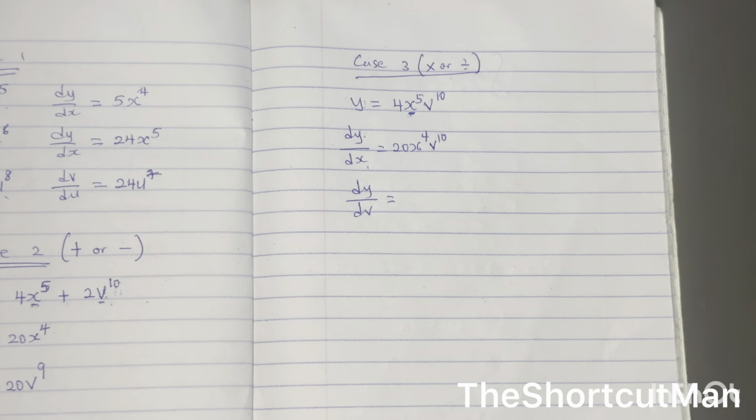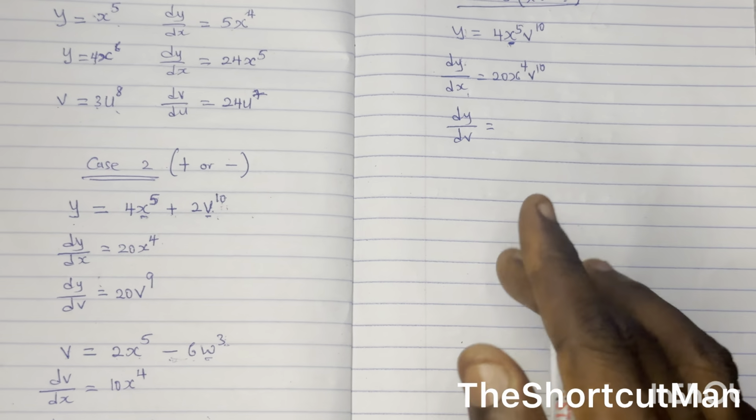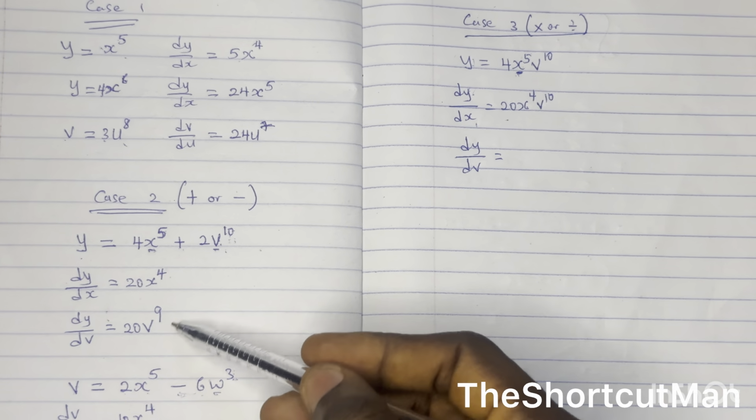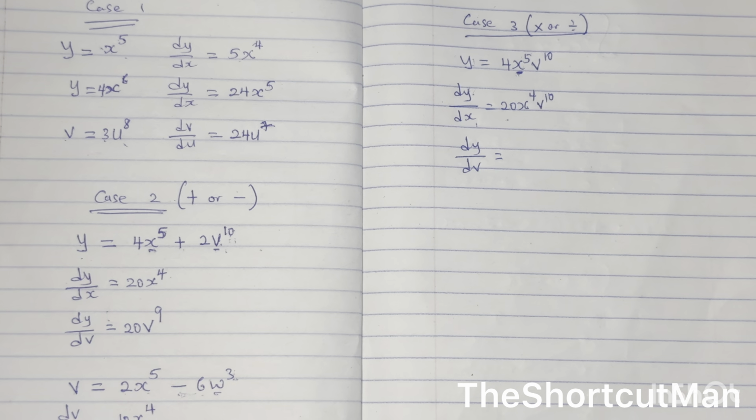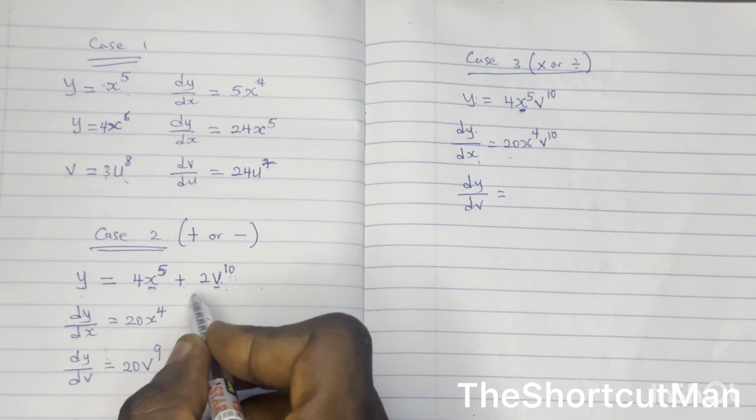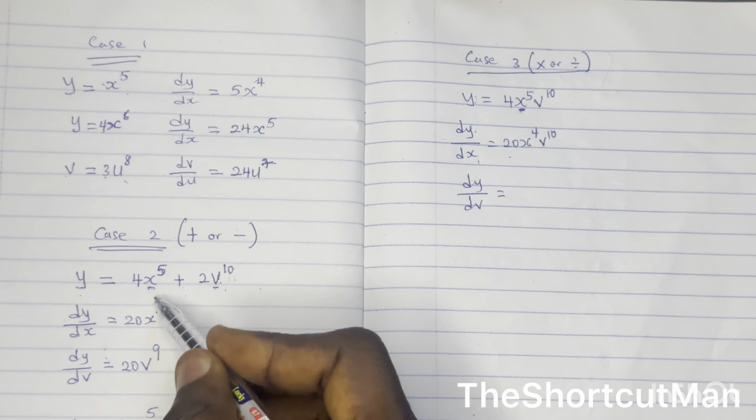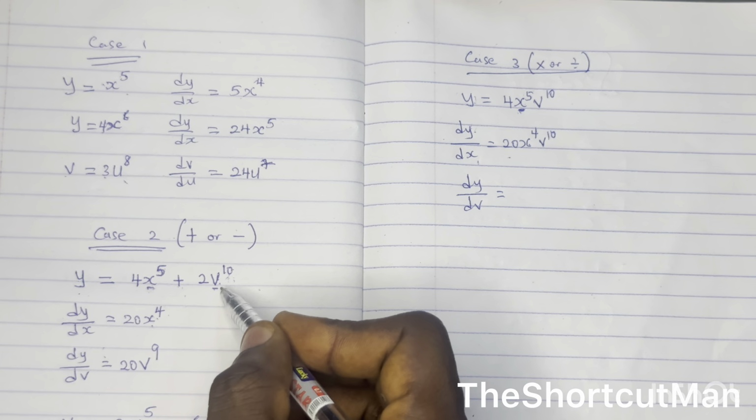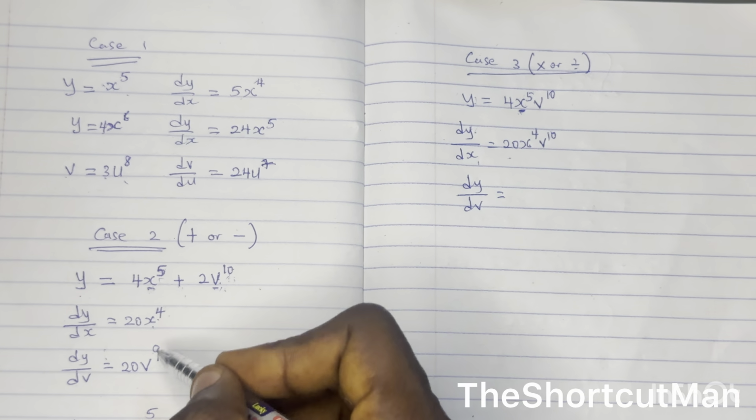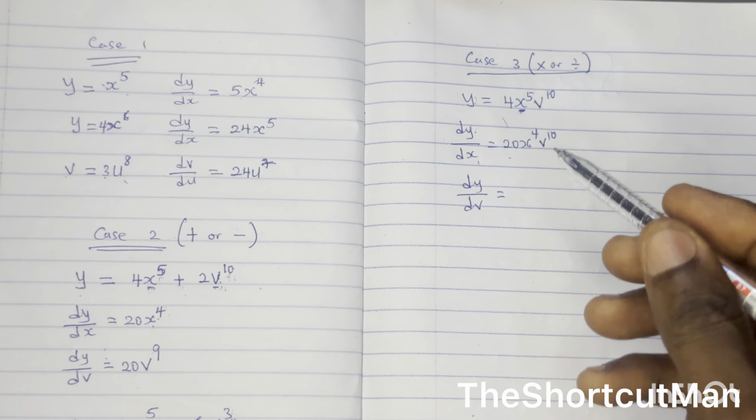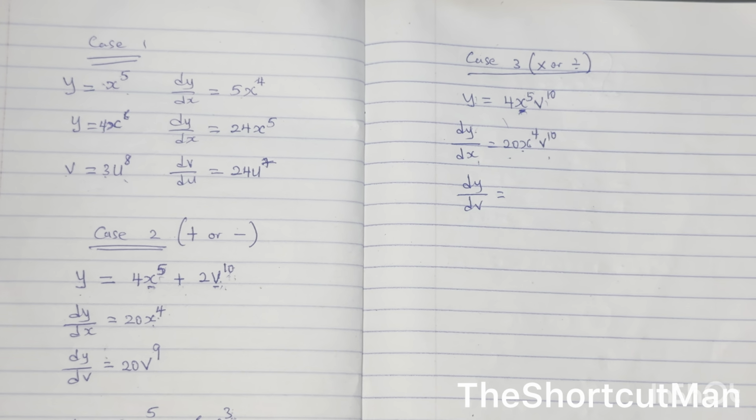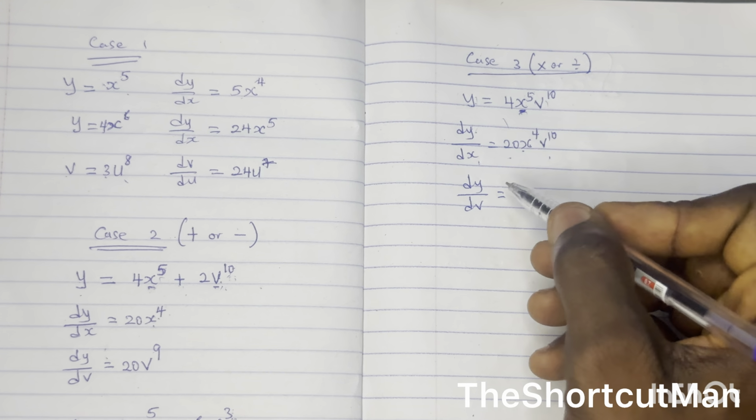After you have differentiated x, you have to include v, but you are not going to differentiate it. That is the difference between when the sign is multiplication and when the sign is addition or subtraction. When the sign is addition, we only focus on our target and would not include the other variable. But in this case, after you have differentiated x, you include v without differentiating it.